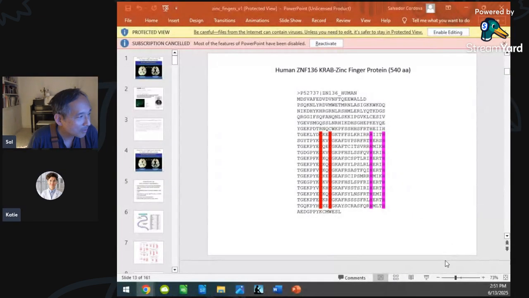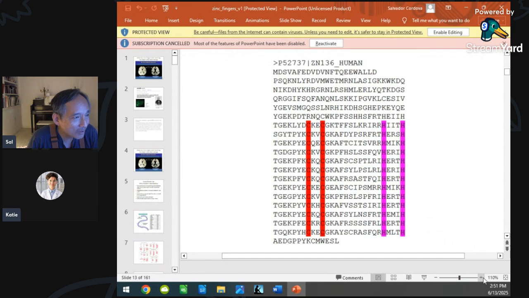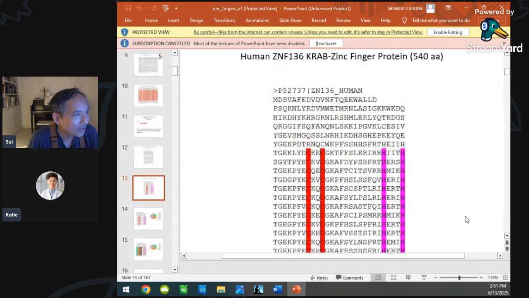And Katie, you let me know if I said a term you're not familiar with. Okay. So I'm going to share my screen. All right. Can you see it says human zinc finger? Yeah. Okay. They come up with all these funny names for proteins, and it's usually the researcher that comes up with it.